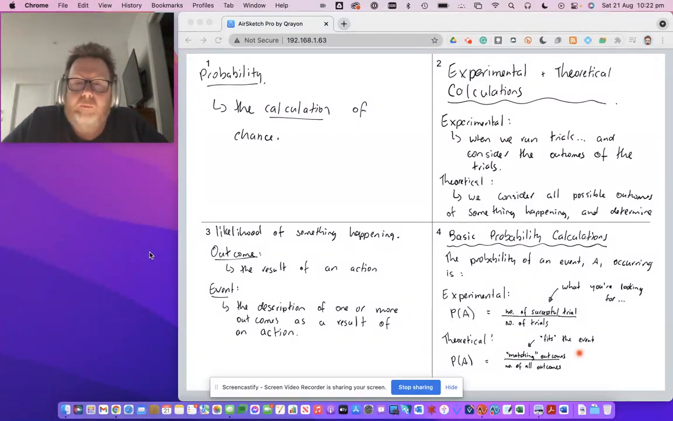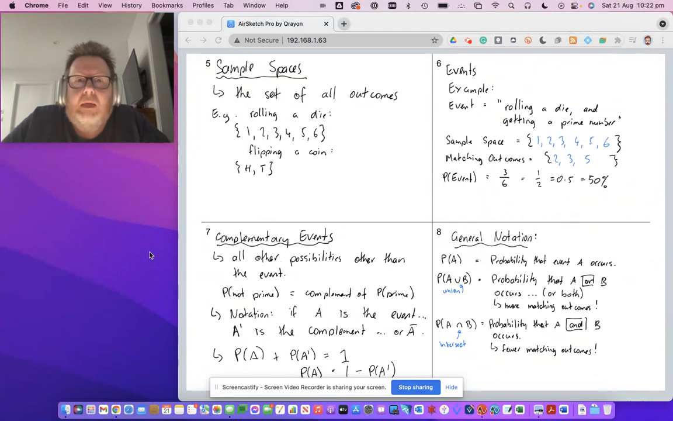In theoretical, we've got this kind of thing called matching outcomes or desirable outcomes or desired outcomes. So what you're really looking for is which outcomes match what you're looking for. That's what the top number is. And then the number of all outcomes is what we also call the sample space size. Speaking of which, yep, so here we go.